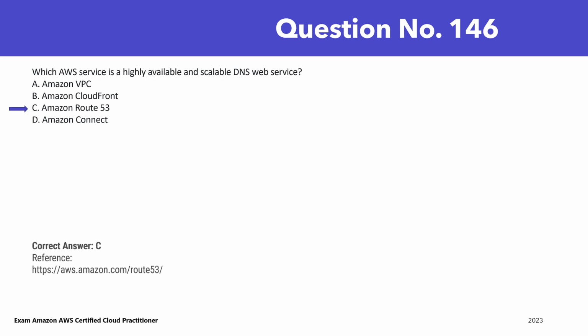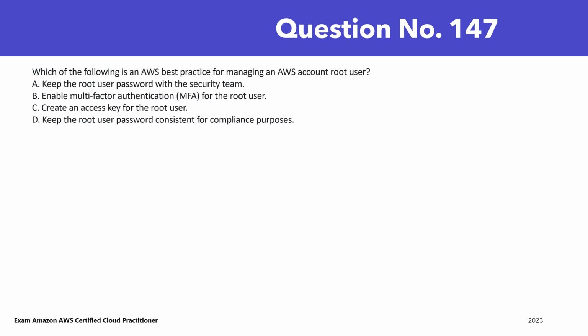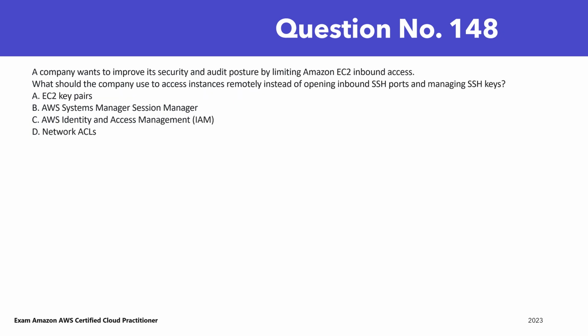Which of the following is an AWS best practice for managing an AWS account root user? A. Keep the root user password with the security team. B. Enable multi-factor authentication, MFA, for the root user. C. Create an access key for the root user. D. Keep the root user password consistent for compliance purposes. Correct answer, B.